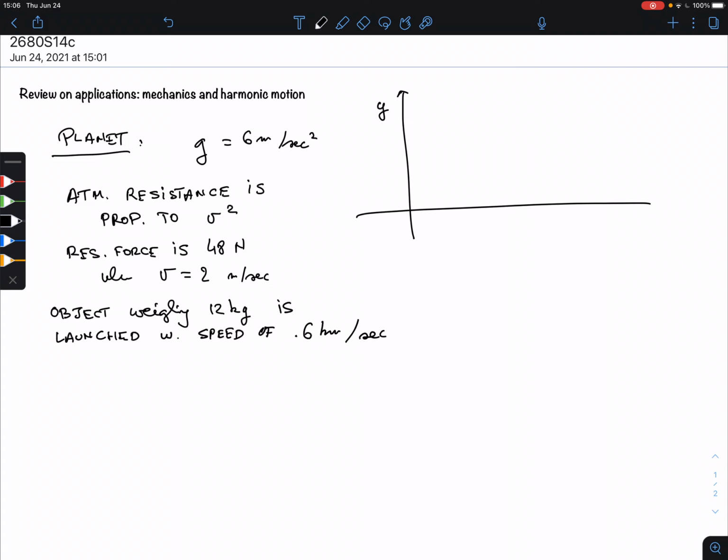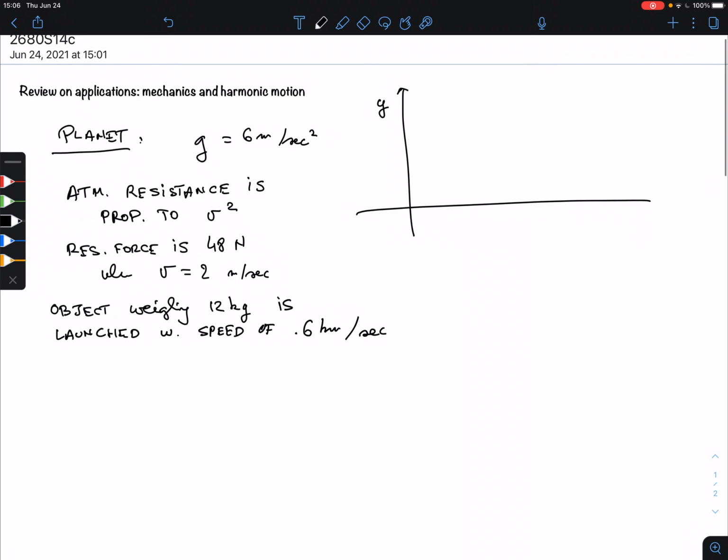Okay, so we are somewhere on the surface, or so. It doesn't really matter where exactly we are, because this is a problem on velocity, so not so much on position. And so for simplicity, let's just launch it from here. So this object, this rocket or whatever, is launched with a speed of 0.6 kilometer per second.